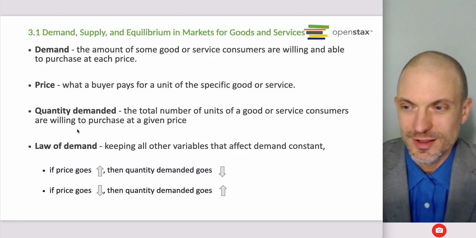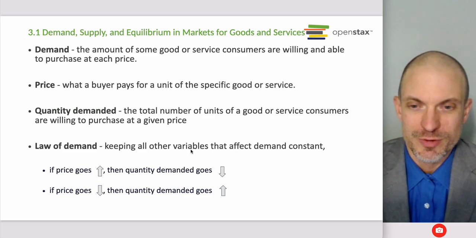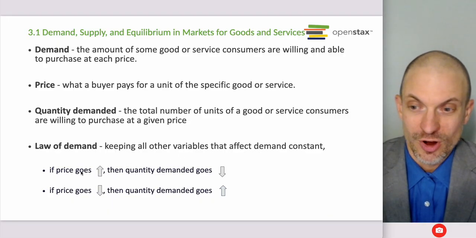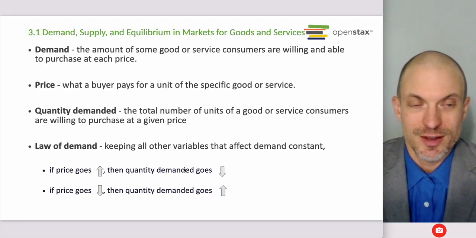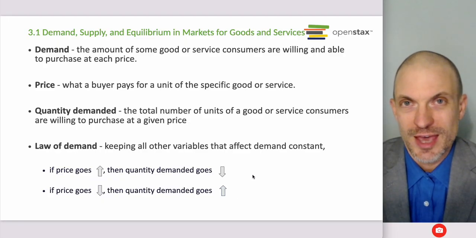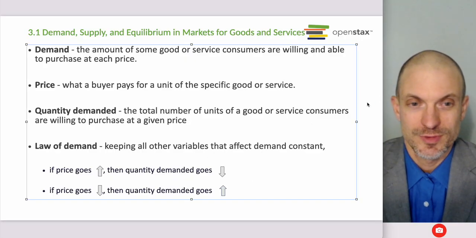Law of demand says keeping all other variables that affect demand constant. This is like our ceteris paribus assumption. Other things held constant, other things equal. Then if price is all that changes, we expect quantity demanded is going to go down if price goes up, or if price goes down, quantity demanded goes up. The idea is at higher prices, there's a lower quantity demanded. At lower prices, there's a higher quantity demanded, and that's summarizing the law of demand.